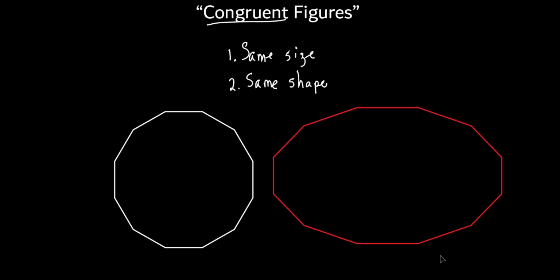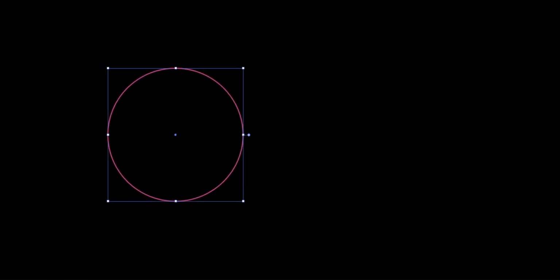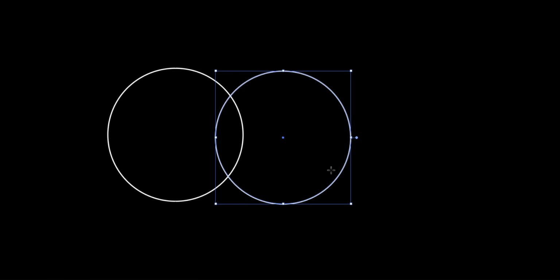All right, everybody good so far? Yeah. Let's talk about circles. So let's draw a circle. Let's make it white. It doesn't matter. Yeah, let's make it white. All right, now I'm going to copy and paste again.